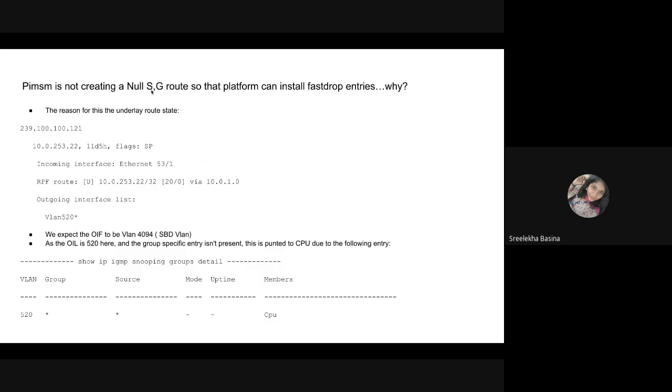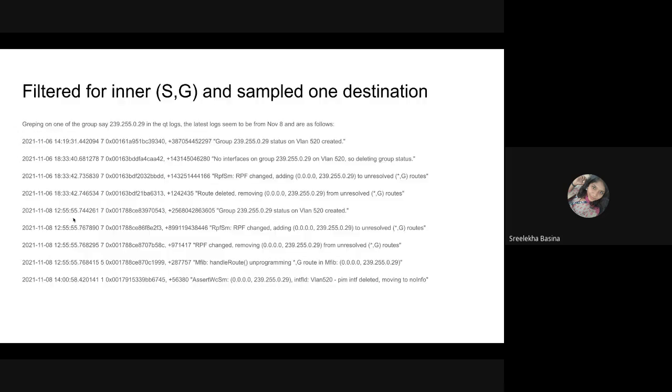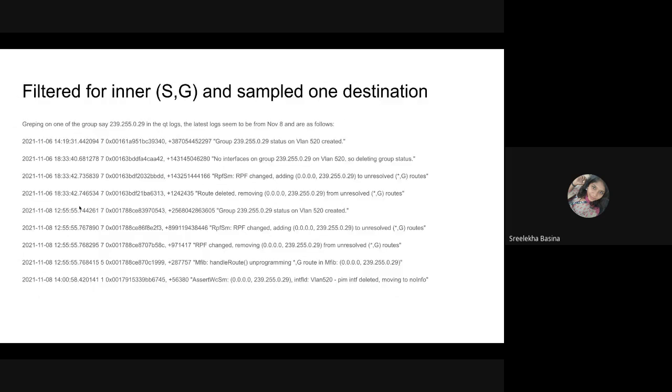So here our suspicion is that the PIM SM agent is not creating a null SG route so that the platform can install fast drop entries. But why is that the case? Then we verified the underlay route. This is just the show ip mroute on the VTEP, and we found the outgoing interface is VLAN 520. As discussed before, this was our PIM VLAN 520. So this is seen as the OIL.